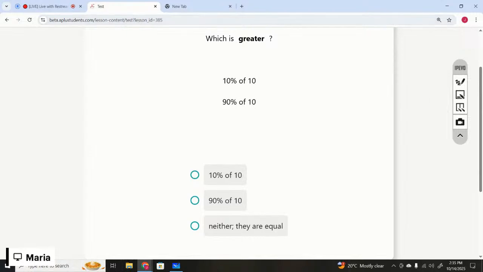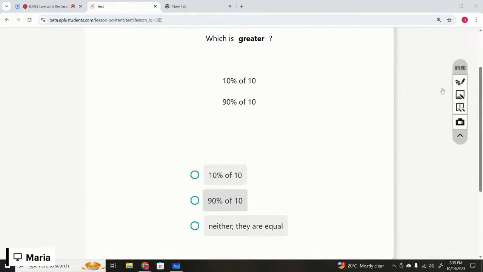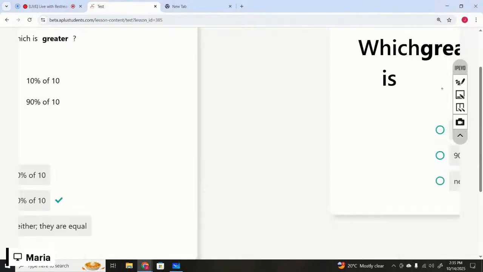Which is greater? 10% of 10 is 1 and 90% of 10 is 9. So which is greater? 90% of 10 is greater than 10% of 10.